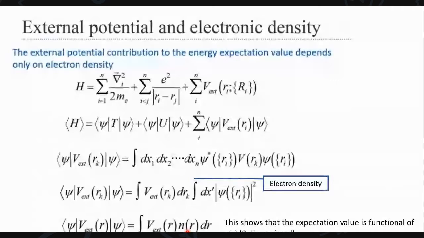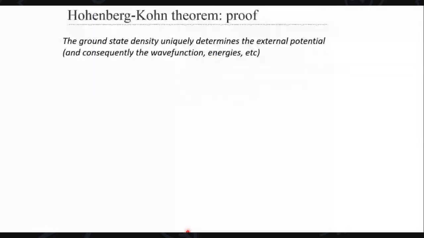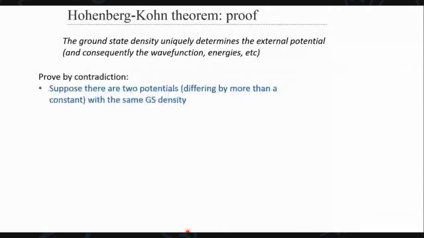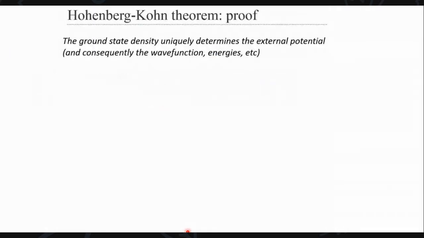Now we will prove the Hohenberg-Kohn theorem. The theorem says that the ground state density uniquely determines the external potential, and consequently the wave functions and the energies, etc. So we will prove this by contradiction.